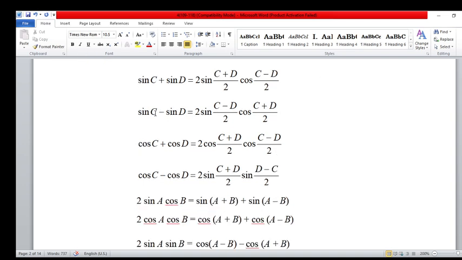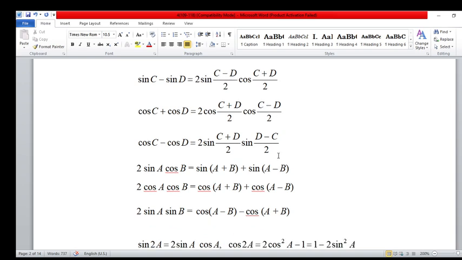This is the sin c minus sin d formula: twice sin((c − d)/2) cos((c + d)/2). These are the trigonometric formulas. cos c plus cos d is equal to 2 cos((c + d)/2) cos((c − d)/2), and this is the important fourth formula: cos c minus cos d is equal to twice sin((c + d)/2) sin((d − c)/2). This is (d − c)/2, or for c minus d, it means minus here.